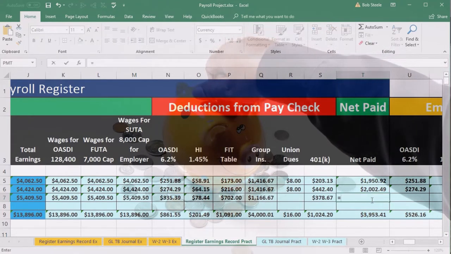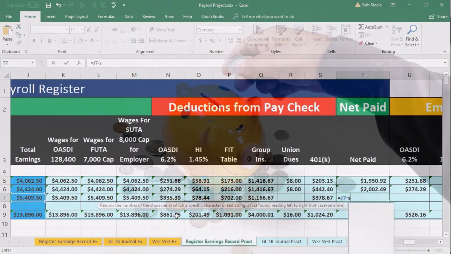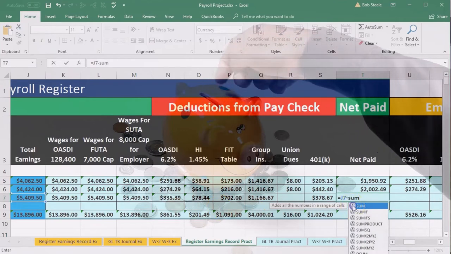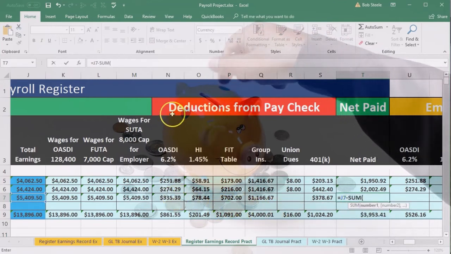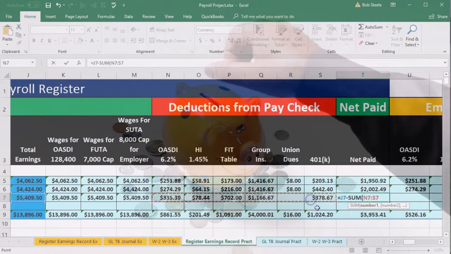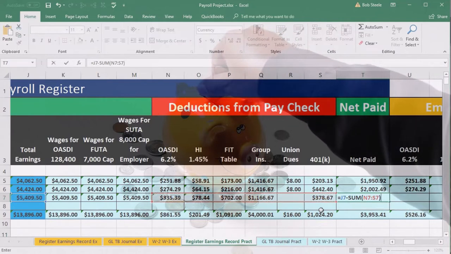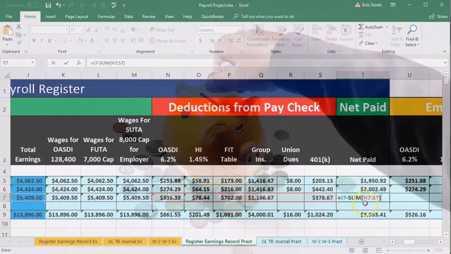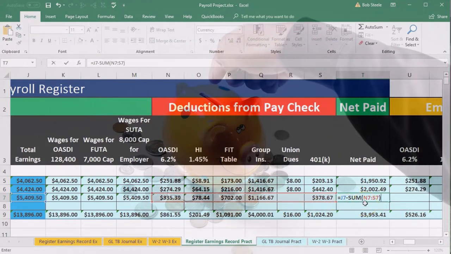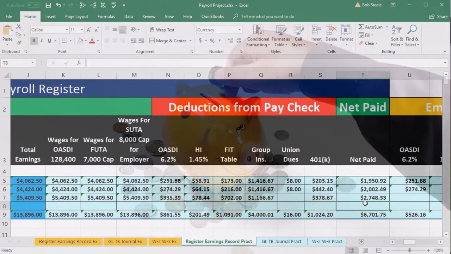So we're going to say this equals this number, J7, minus the sum, S-U-M, of everything in the red here. The deductions to the 401k. Don't worry about a blank cell. That's okay. And then we should shift 9, close it up. So J7 minus the sum of brackets N7 colon S7 brackets and enter.